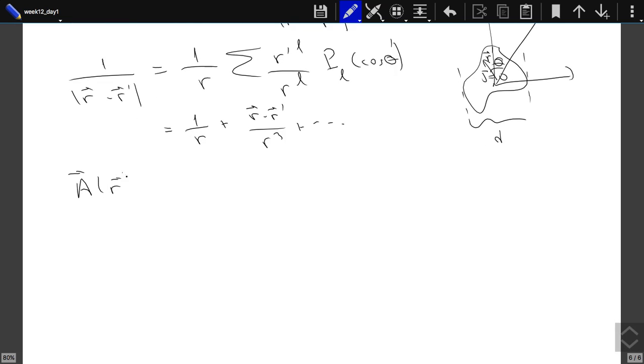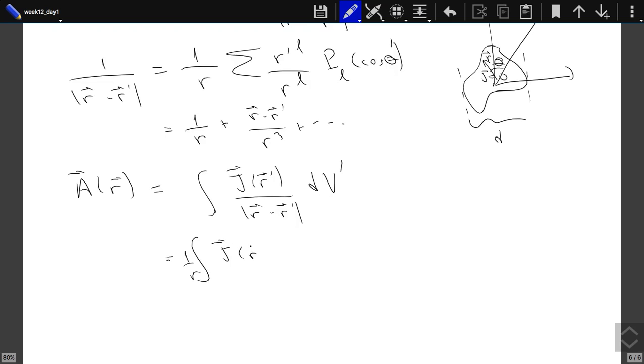So my vector potential, if I use this expansion, which was, remember, the integral of j of r prime divided by r minus r prime dv prime, is equal to 1 over r times the integral of j of r prime dv prime, plus 1 over r cubed times the integral of j of r prime r dot r prime dv prime, plus all the other terms.